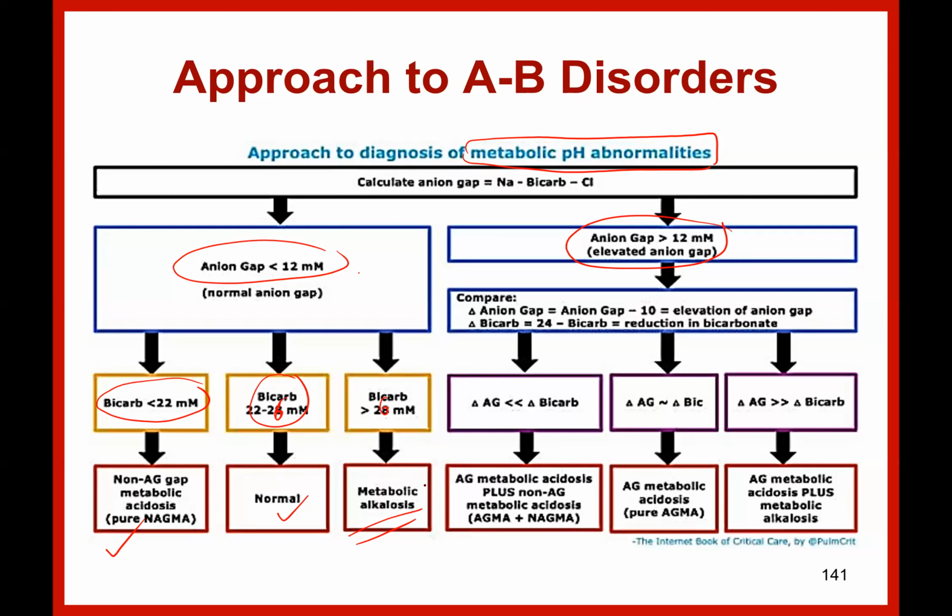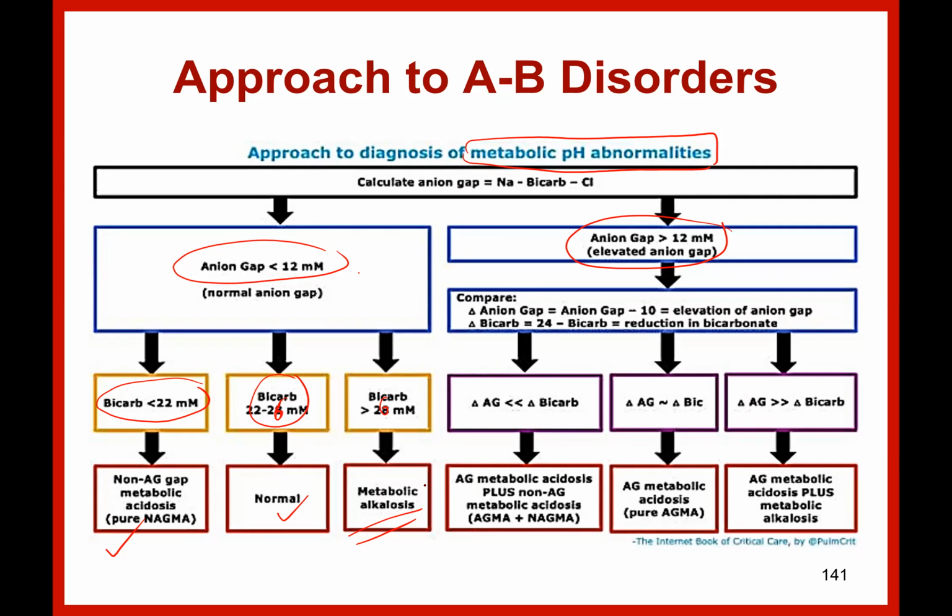If the anion gap is less than 12, three possibilities are there. One, look at the bicarbonate. Bicarbonate is in the normal range, anion gap is less than 12. Look at the pH. The pH is also normal. Then probably this fellow does not have any other disorder. Normal.